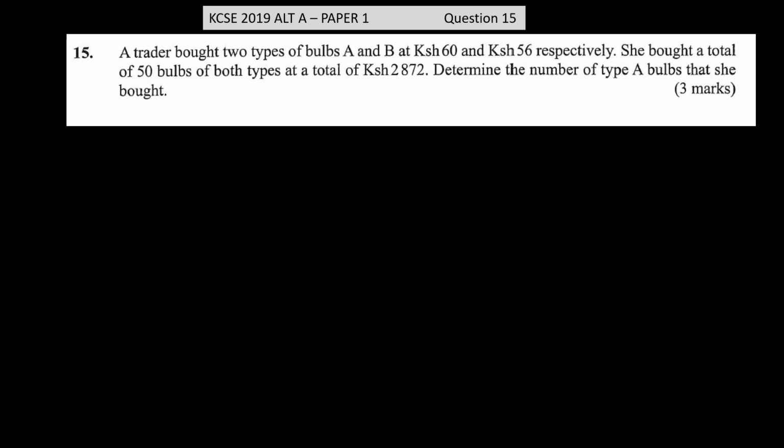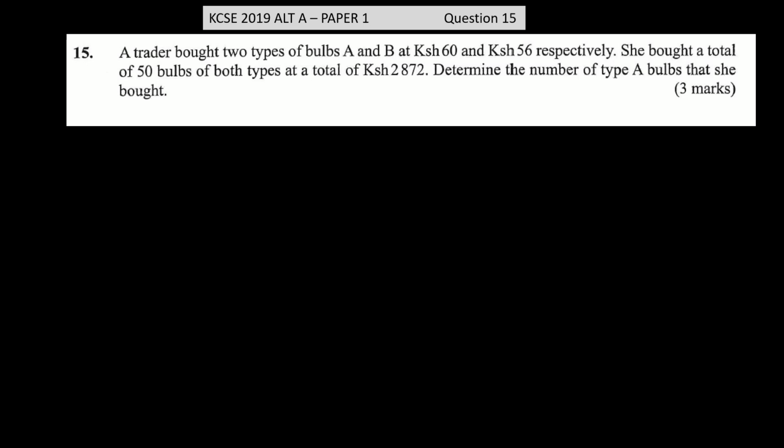This is question 15 of the KCSE 2019 Mathematics Alternative A, Paper 1. The question states that a trader bought 2 types of bulb, A and B, at 60 Kenya shillings and 56 Kenya shillings respectively. She bought a total of 50 bulbs of both types at a total of 2,872 Kenya shillings. Determine the number of type A bulbs that she bought.